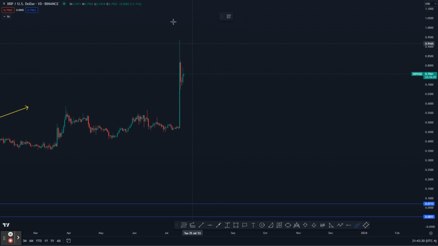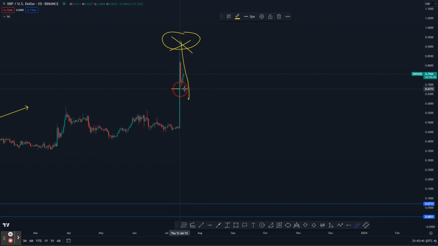Guess who? People who do not know any better. Somebody bought that or tried to. But why did it drop? It's because there's not enough buyers at that level. In fact, there are more sellers at this level than there were buyers. And that's why we have had a drop.